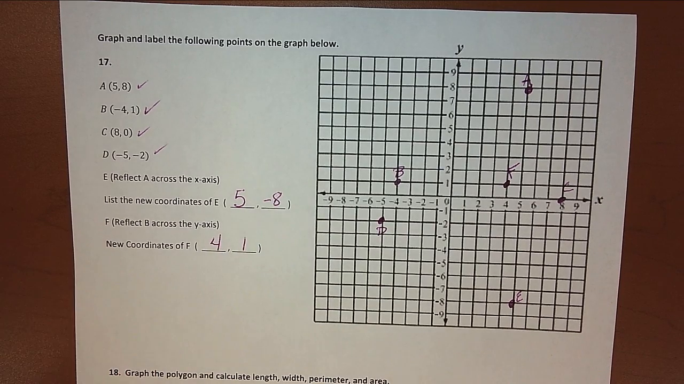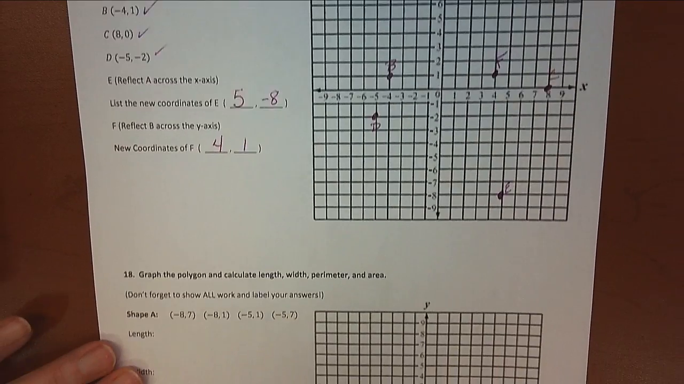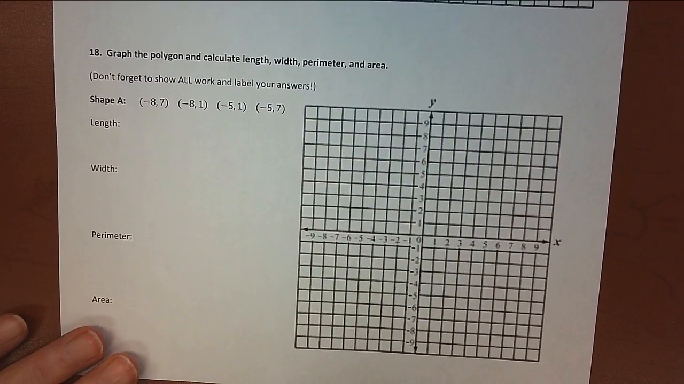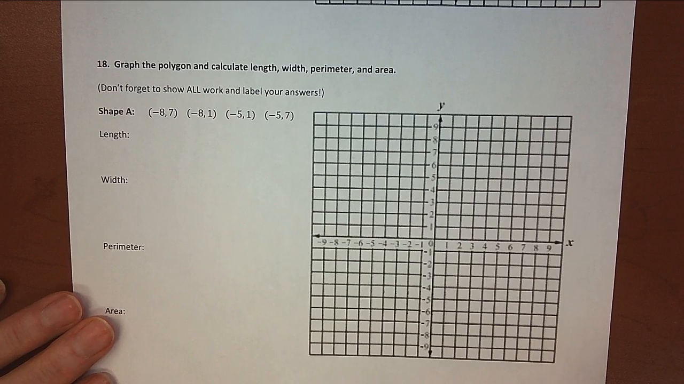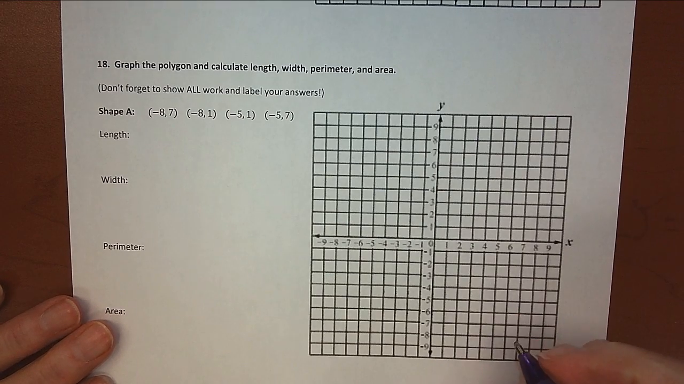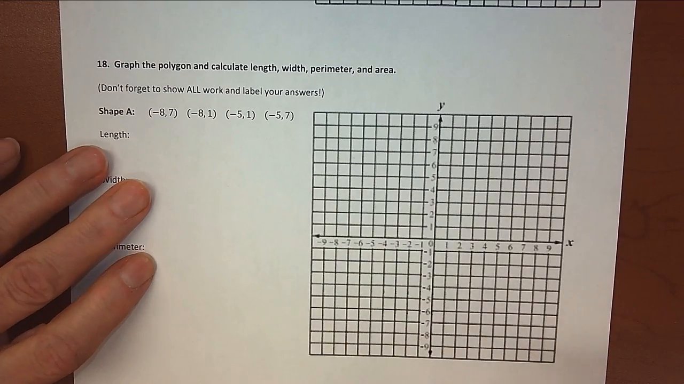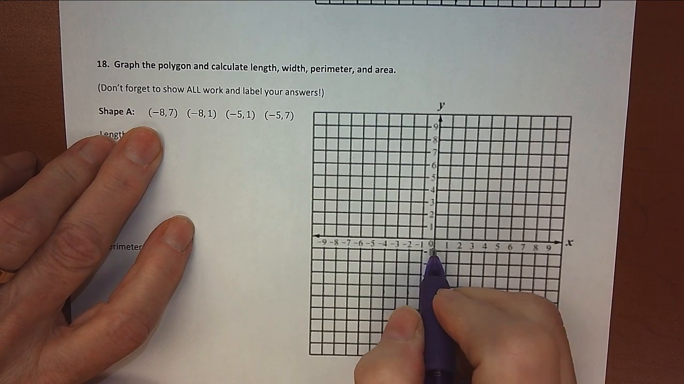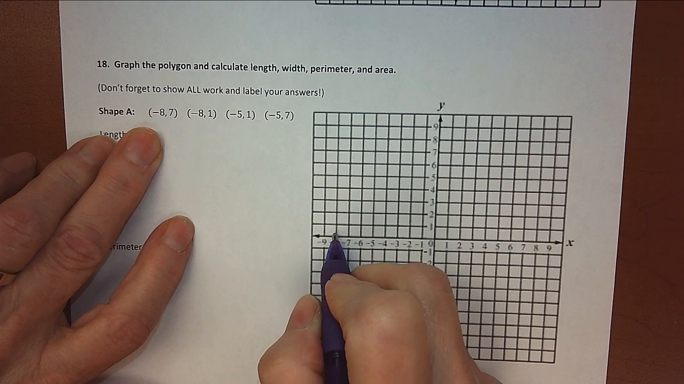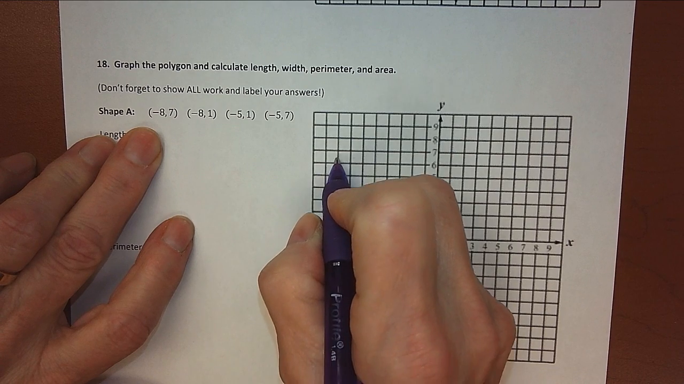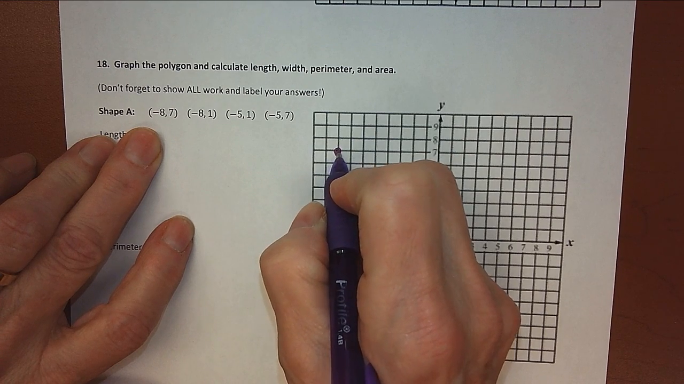All right. Now we're going to go down to the second section here. Graph the polygon and calculate the length, width, perimeter, and area. And so here we go. It says don't forget to show all your work and label your answers. So negative 8, 7. Going to go over to negative 8 and then up 1, 2, 3, 4, 5, 6, 7. That's our first one.